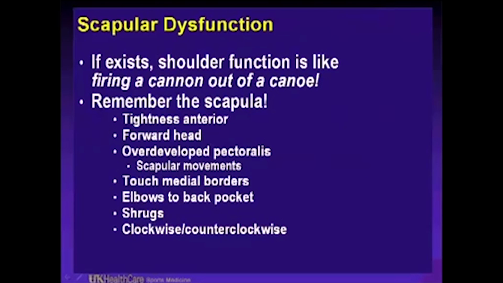There can be anterior tightness. The patient can be in a forward head position, such as looking at all the devices we're using these days, or in a computer situation where you're in that forward head, increased thoracic kyphotic position. This can lead to an overdeveloped pectoralis if they're doing a lot of weight lifting, and a tight anterior capsule.